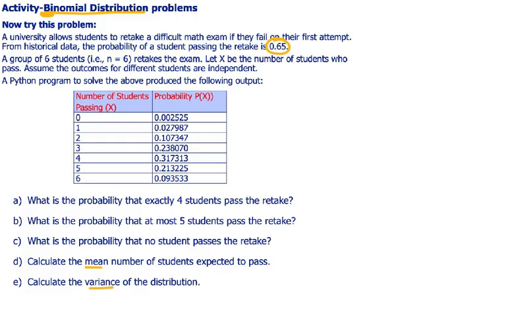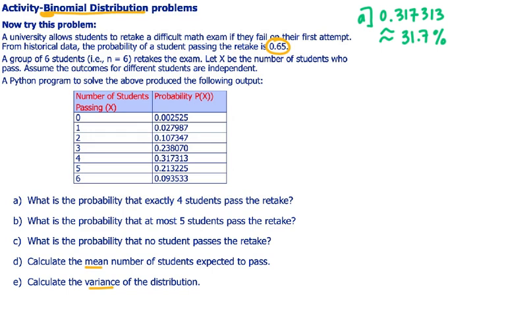What's the probability that exactly 4 students pass the retake? So this is the probability of 4 students. We would say the probability is 0.317313. If I were going to approximate, I'd say approximately 31.7% is the probability that exactly 4 students pass the retake.